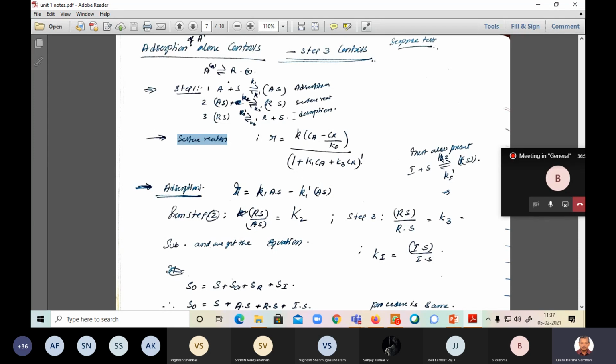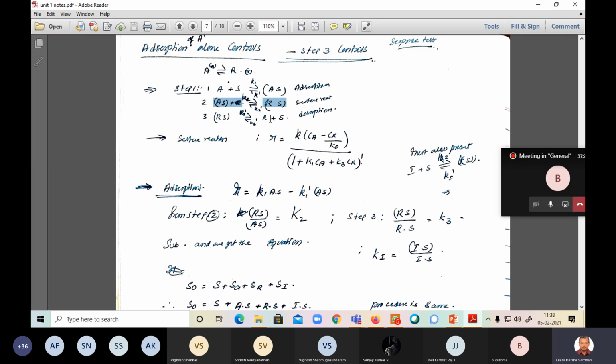Now suppose adsorption is the rate controlling step for this reaction. Then we can again write, for the first reaction, the rate of adsorption equals K1 Ca Cs minus K star times the concentration of the intermediate A dot S. These brackets I am writing denote the intermediate. A and S will give you the concentrations.